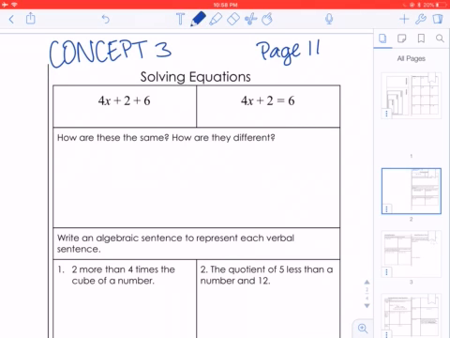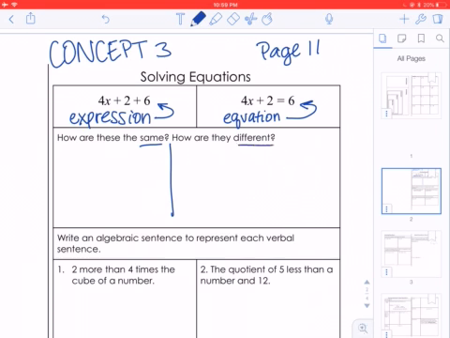But for right now, what we need to know is that what we have been working with is called expressions. Right, so that's what we see here in this first box. And then the difference over here is that this one is called an equation. Right? So the question says, how are these the same and how are they different? Take a second right now to write down how they're the same and how they're different.